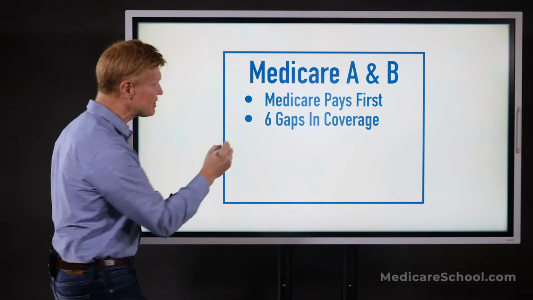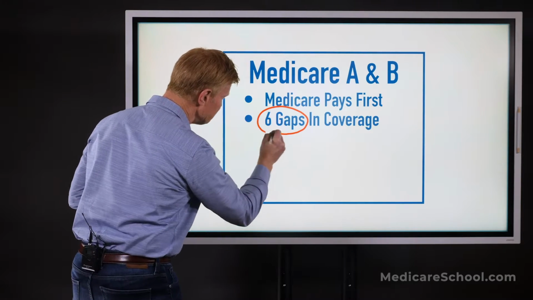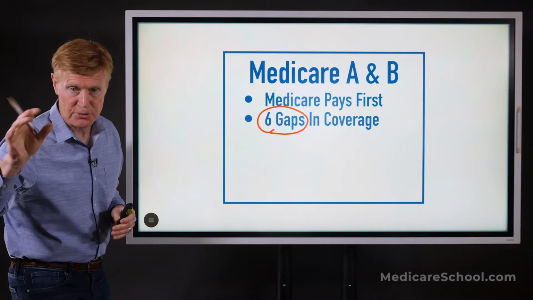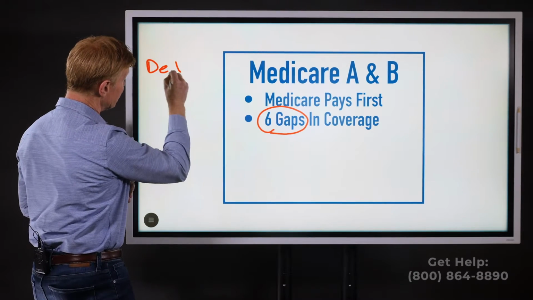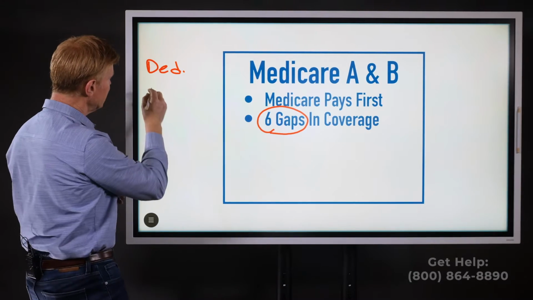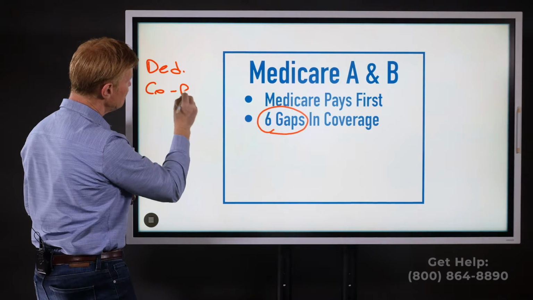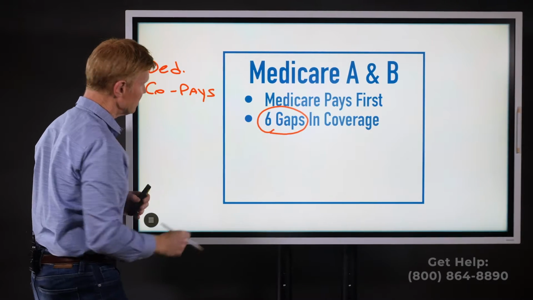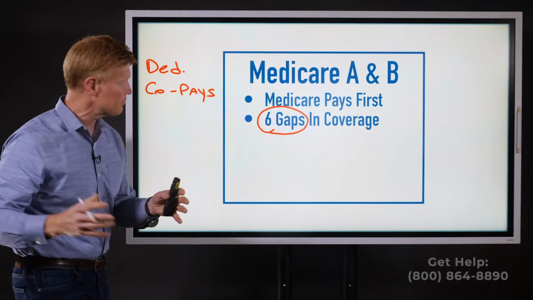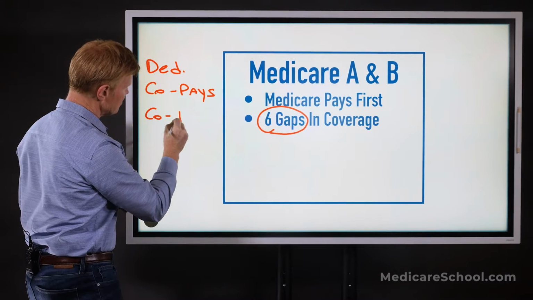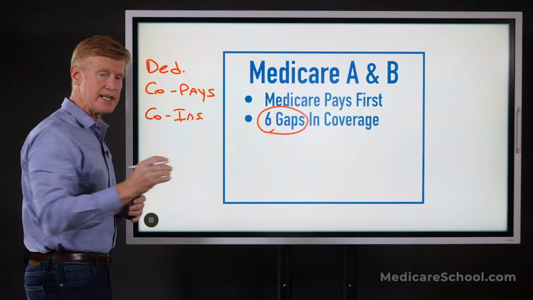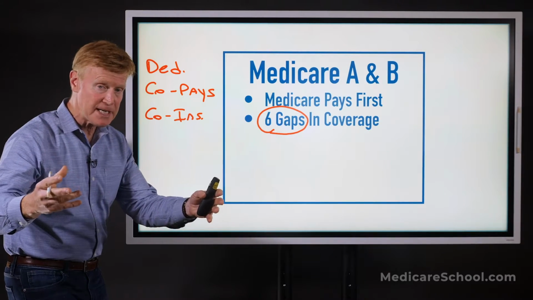There are actually 6 gaps in original Medicare A and B, 3 on the A of Medicare and 3 on the B. Those gaps, first off, would be a deductible. Both A and B have deductibles. They would also include some copays. If you ever had to go to the hospital or skilled nursing facility, you could be responsible for copays. We also have coinsurance. This is the 20% that is your liability on the B of Medicare.